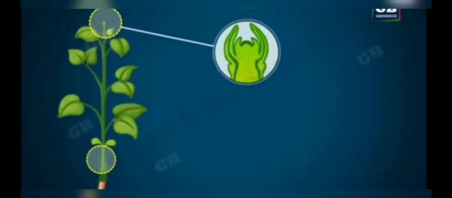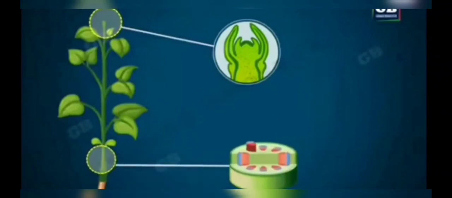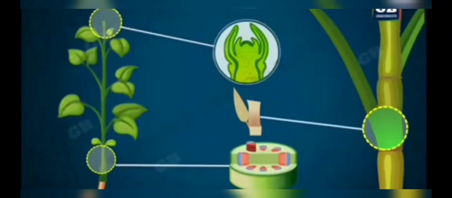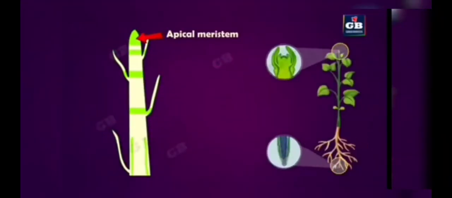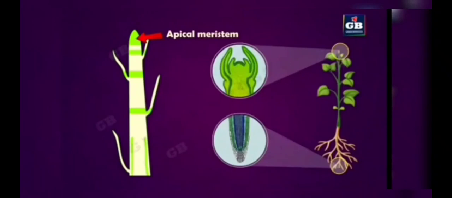The meristematic tissues of plants are classified into three types depending upon their location. They are apical meristem, lateral meristem and intercalary meristem. The first one we will come to know about is apical meristem. This meristematic tissue is present at the growing tips of stem and root. This tissue helps the stem and root to increase their growth lengthwise.